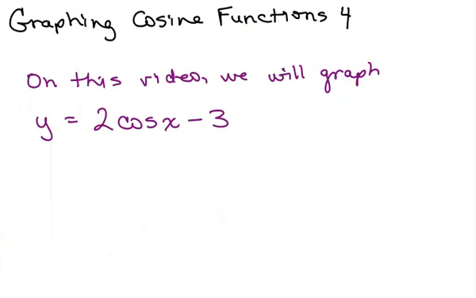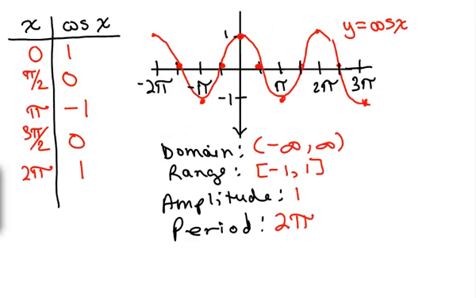This is part 4 of graphing cosine functions, and on this video we'll graph y equals 2 cosine of x minus 3. Now remember, we always want to remember what the basic cosine graph looks like, y equals cosine of x, and these x and y values for the 5 key points, the ordered pairs, and especially the right hand column: 1, 0, negative 1, 0, 1. Now we're going to take those values, which hopefully you have memorized, and use them in the graph we want to do.